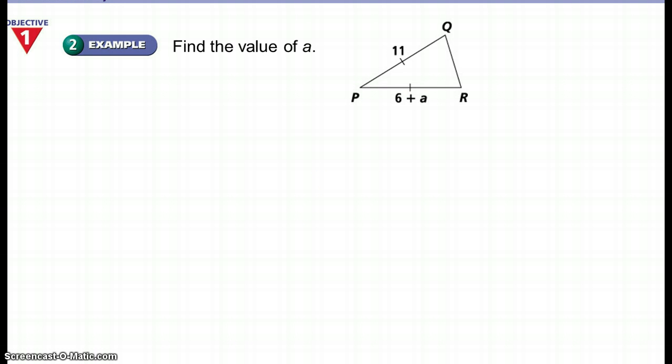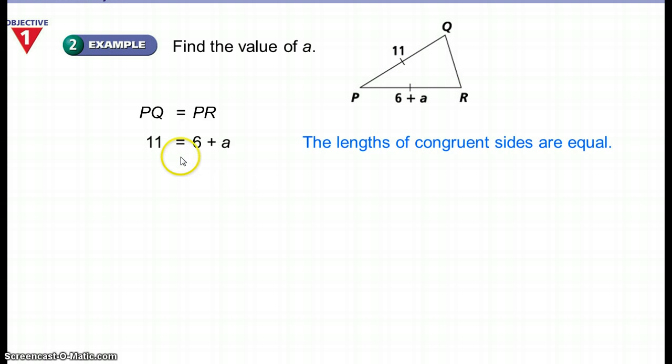In example 2, they've given us a diagram to look at here, and we have a triangle. If you notice, they have these little hash marks, and those hash marks are telling us that these two sides are equal. This is called an isosceles triangle. So we know that 11 is equal to 6 plus a. So we can set up our equation by setting those two values equal to each other.